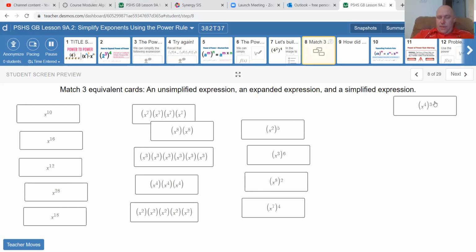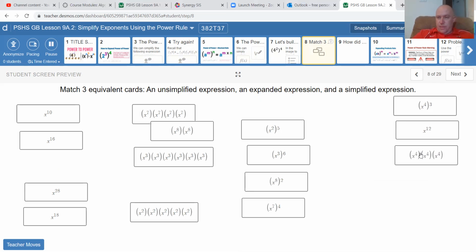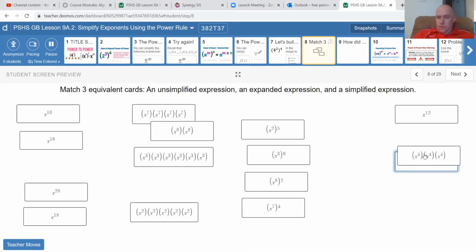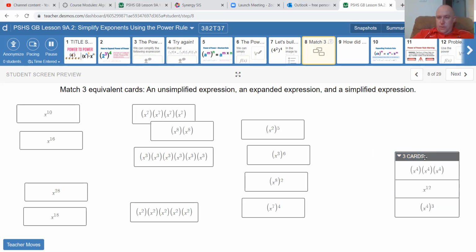So I'll take a power to the power one, and we'll go from here. So 4 times 3 is 12. So that would go there. And this means x to the 4th multiplied together 3 times, which would be this one. So I'm going to join all these together. Whoops, I'm going to try and join all these together. There we go.